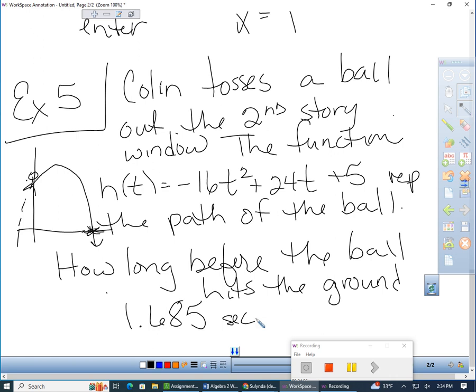Now, is that reasonable? I mean, we're talking about a ball. No, it's not. 0 to 2. Okay, so we're talking about the domain. We're talking about what, in this case, is the t value on the x-axis. 0 to where did the ball hit the ground? So our reasonable domain would be from 0 to 1.685. That's the reasonable domain.